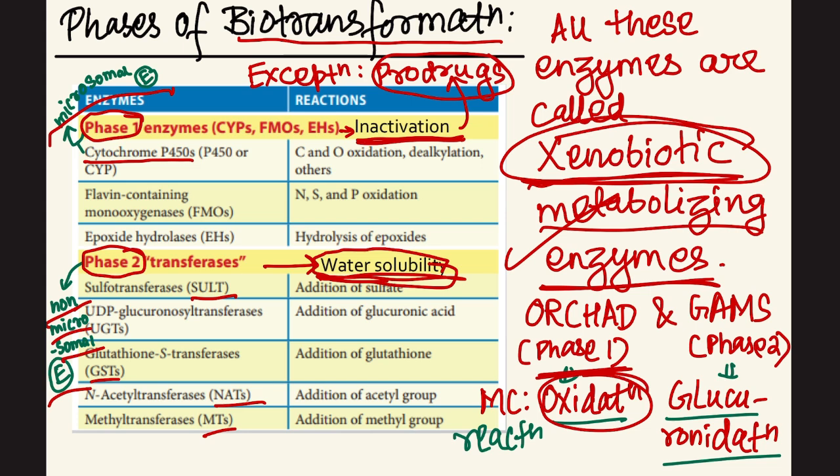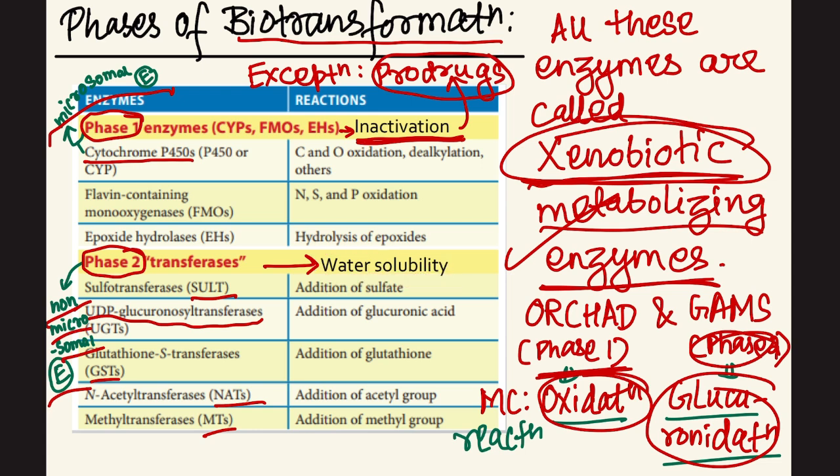One exception is the UDP glucuronosyl transferases, which is a microsomal enzyme. The most common phase 2 reaction is glucuronidation. Here you can see there are different types of phase 2 reaction. We have addition of sulfate, that is sulfation, addition of glucuronic acid, that is glucuronidation, addition of glutathione, that is glutathionation, addition of acetyl group, that is acetylation, and addition of methyl group, that is methylation.